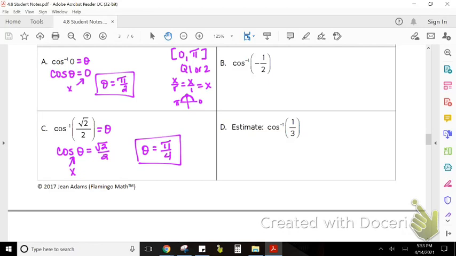Now, B says the inverse cosine of negative 1/2. So it's inverse, so we're looking for the angle, which means cosine of what angle would give us a negative 1/2. Well, cosine is our x. Remember, we're looking at inverse cosine, so we're only looking in quadrants 1 and 2, which for x to be negative means I'm really looking in quadrant 2, and I'm looking for where the x is negative 1/2. And so that should be at 2 pi over 3.